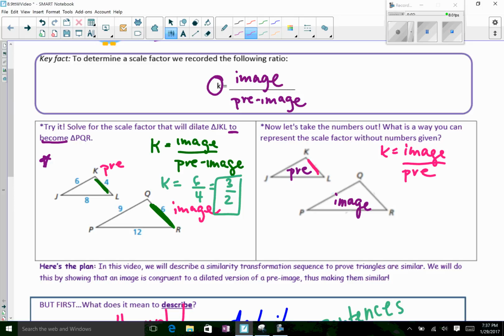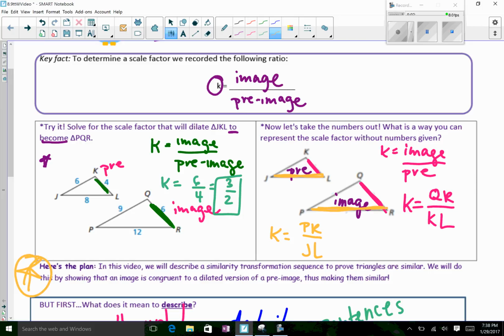Except now, when I choose corresponding sides, there aren't numbers in place. It's just the values of the side length. So my scale factor can be represented as the two corresponding sides that I selected. So that would, in this case, be QR over KL. I didn't have to choose those two sides. I could have just as well gone with JL and PR here. If I want to represent my scale factor in that case, I would have written image PR over pre-image JL. So it's all about how you're seeing it and interpreting it. As long as you're picking corresponding sides and calculating scale factor with image over pre-image, you should be in good shape.